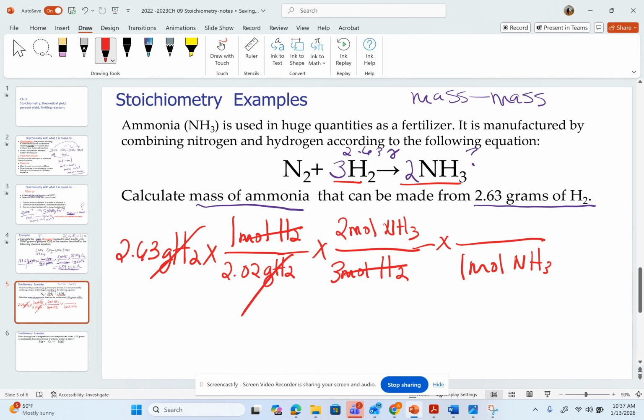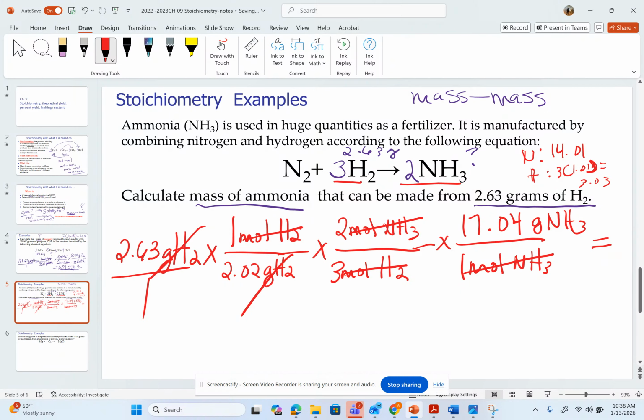So I have to calculate the molar mass of NH3. So nitrogen has a molar mass of 14.01. Hydrogen, I have 3 of them, 1.01 each, to give me 3.03. Now I'm going to add them together to give me the molar mass of NH3. 14.01 plus 3.03 is equal to 17.04 grams of NH3. Moles of NH3 are going to cancel out. Again, I'm going to put a 1 right here.